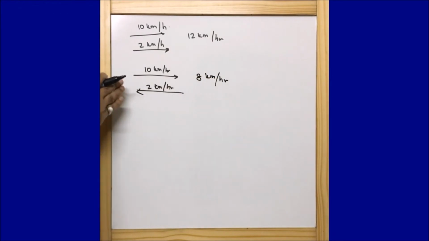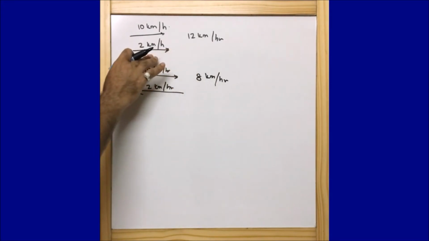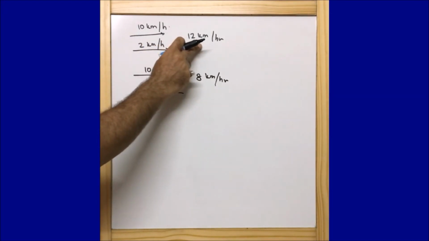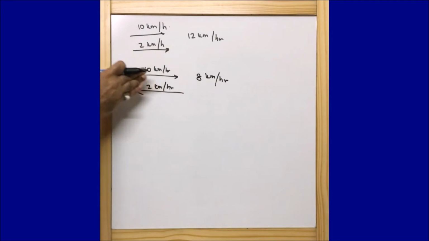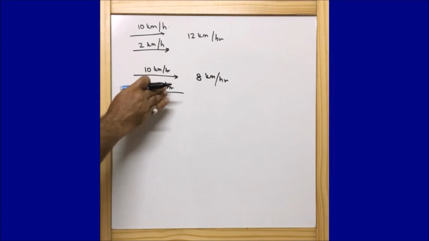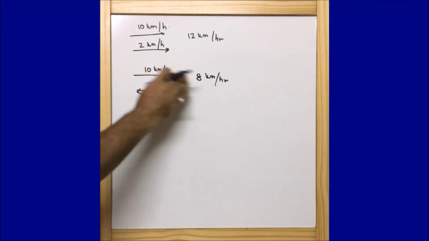Now you could see that if the boat and the stream move in the same direction, the speed of the boat increases by the speed of the stream. If the boat and stream flow in opposite directions, the speed of the boat decreases by the speed of the stream. So in the first case, the boat is traveling with the stream. Here we got 12 km per hour, because the speed of the boat is 10 km per hour and the speed of the stream is 2 km per hour. In the second case, the speed of the boat is 10 km per hour, but it is moving against the direction of the stream, which is flowing at 2 km per hour. So the speed of the boat will get reduced by 2 km per hour and it becomes 8 km per hour.